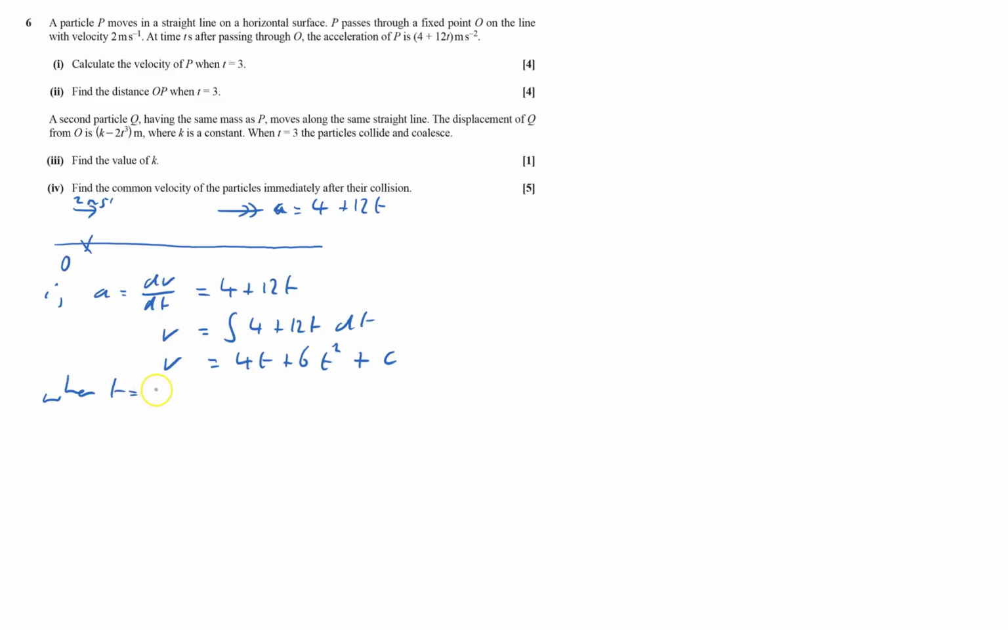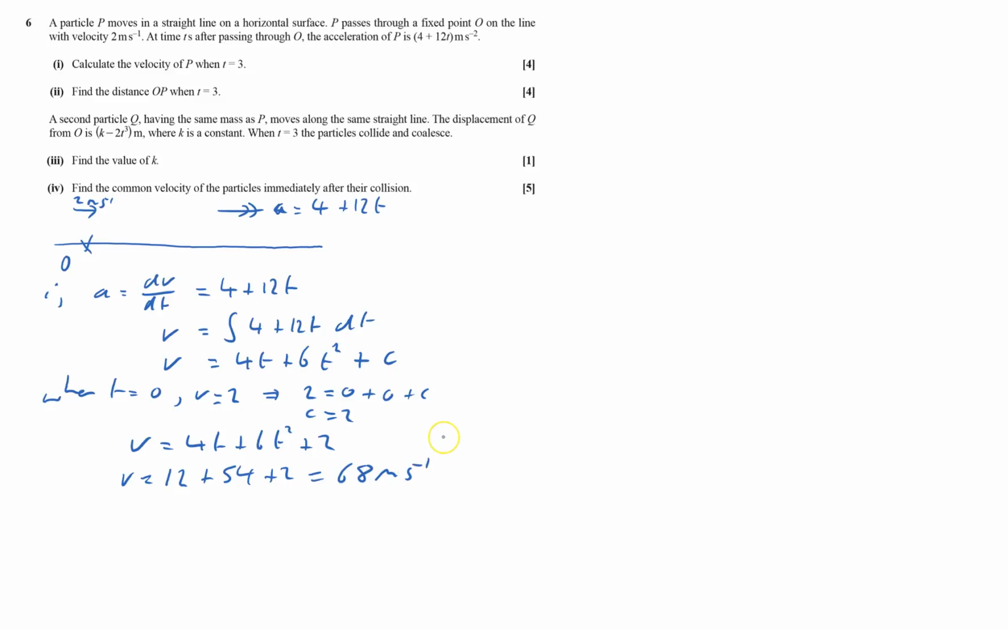So when t equals 0, we know that v equals 2, and therefore we get 2 equals 0 plus 0 plus c, so c equals 2. And so now we know that v equals 4t plus 6t squared plus 2. And I can now find it out when t equals 3, so v will be 12 plus 54 plus 2, which equals 68 meters per second.